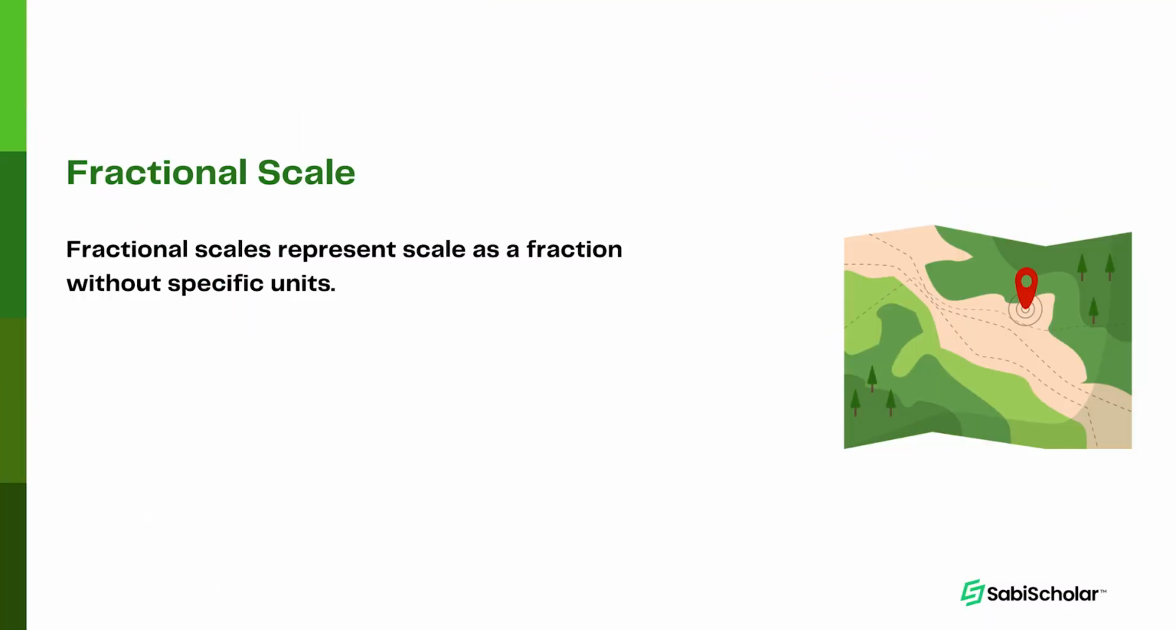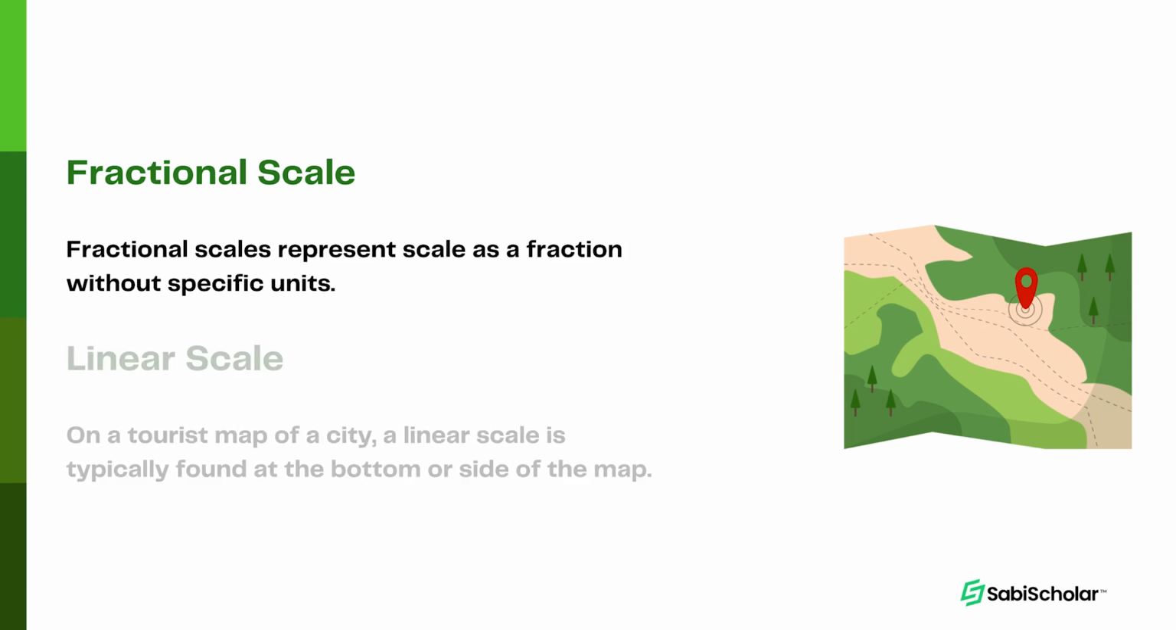So next is the fractional scale. The fractional scale represents scale as a fraction without specific units. For example, a scale of 1:100,000 indicates that 1 unit of measurement on the map represents 100,000 of the same units on the ground. And when we talk about the ground, we're talking about physically. So fractional scales are similar to representative fraction scales, but may lack explicit units, making them less precise for certain applications.